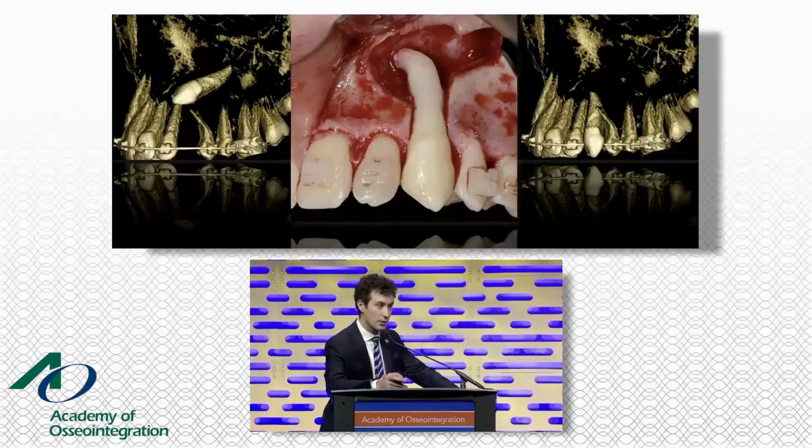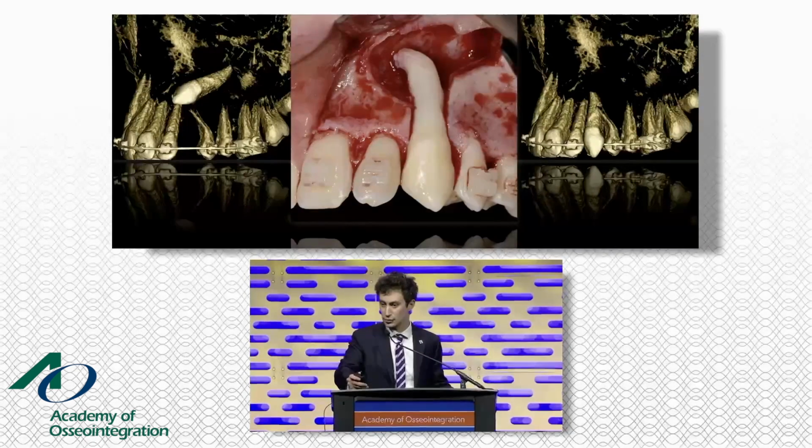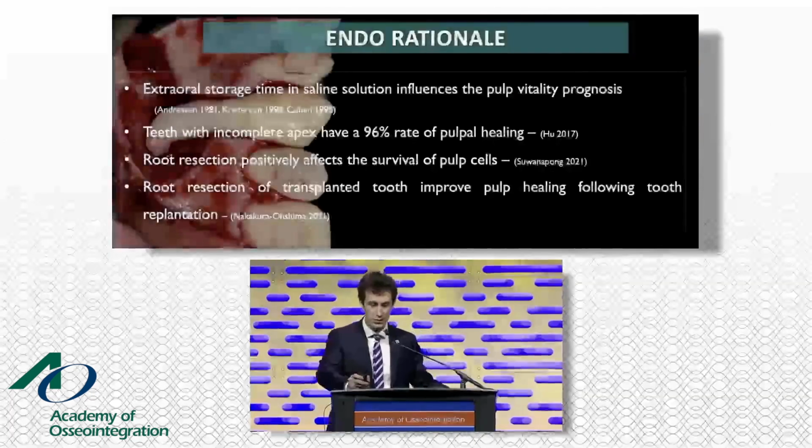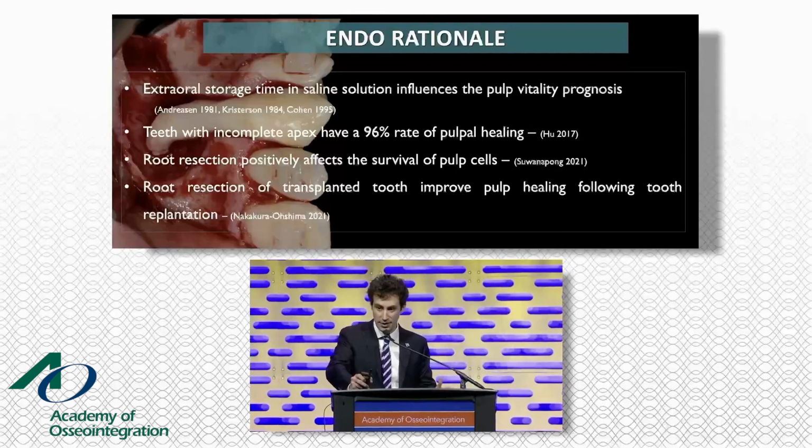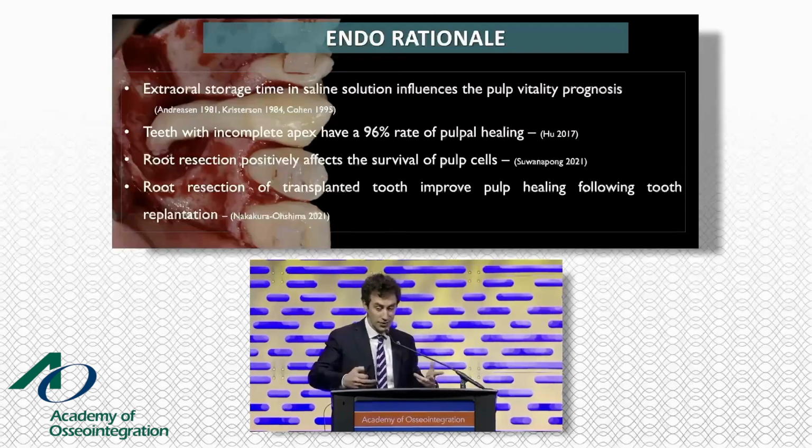We can describe 2 different rationales, the endodontic and the periodontal one. So starting from the endodontic one, first of all, the extraoral storage time was so important. In literature we found that this influenced the pulp vitality prognosis so much, and we took less than 15 minutes, but now we have to improve our technique, we have to analyze more details, we have to pay close attention to this kind of procedure.